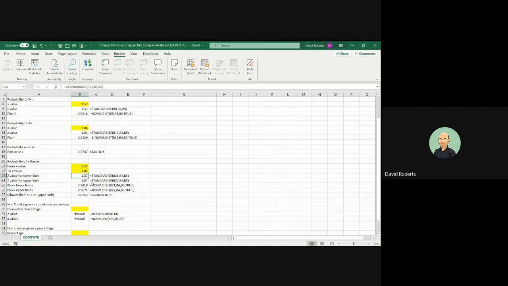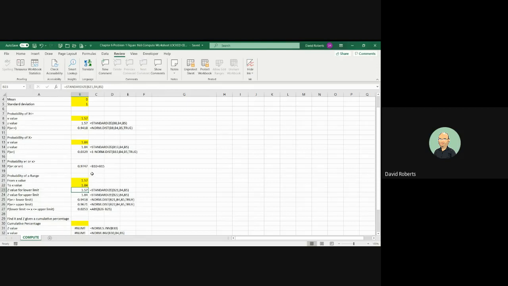And in part D, it says less than 1.57 or greater than 1.84. So you want the areas outside. There are actually two ways you could do this. You could take the value in B27 and subtract it from 1, or you can add B10 and B15 together. So the answer is in cell B18. Add the area below 1.57 to the area for greater than 1.84, and you wind up with 97.47%.